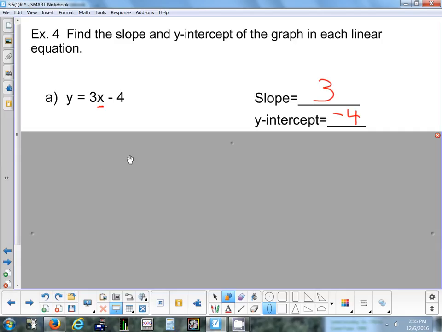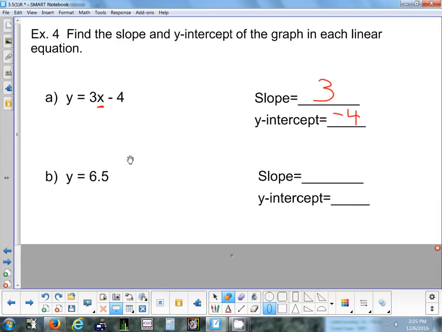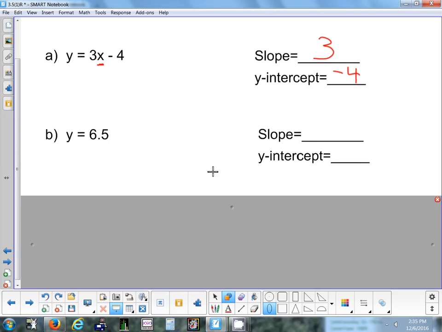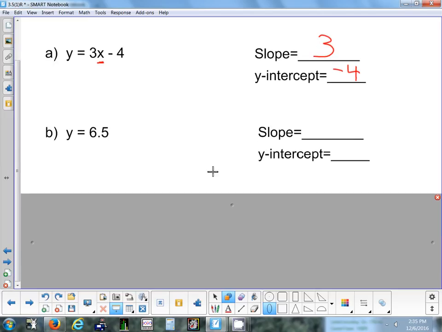Let's go to the next one. Now, slope in this one. Slope always has what letter attached? Do you see an x there? Zero. Slope is 0. There's no number with x there. The slope's going to be 0. Bang. What's the y-intercept going to be? What's the only choice you have?